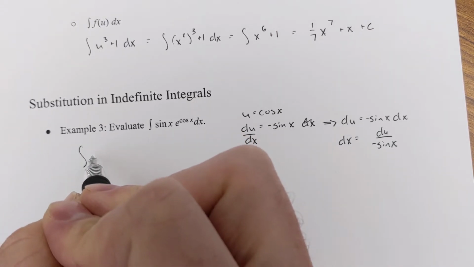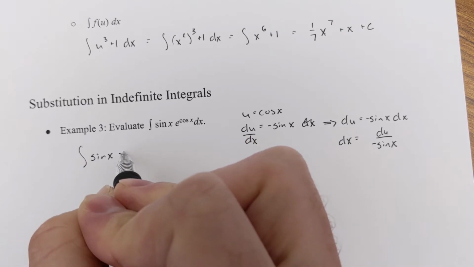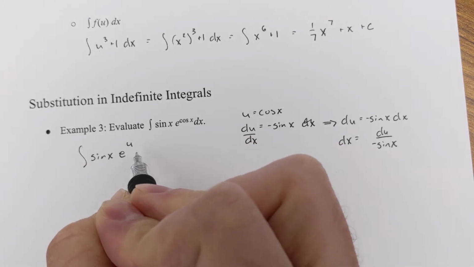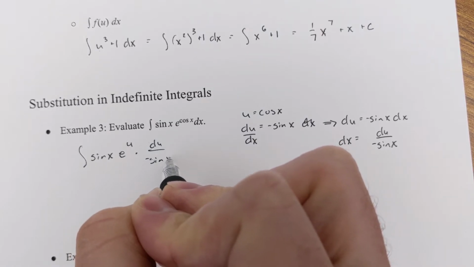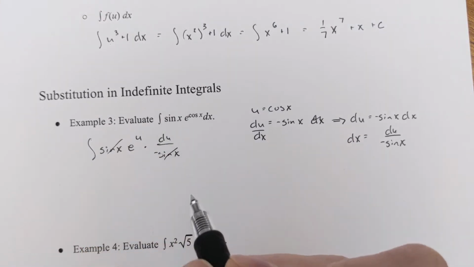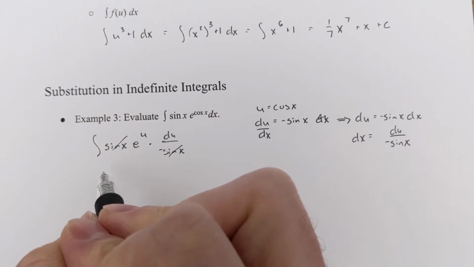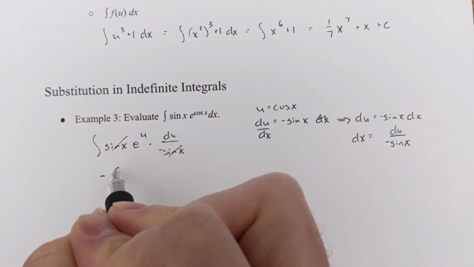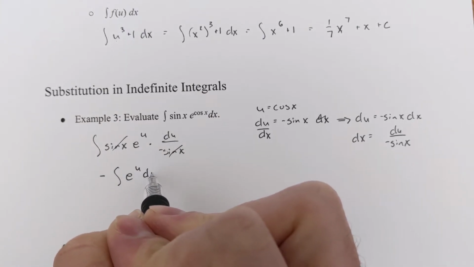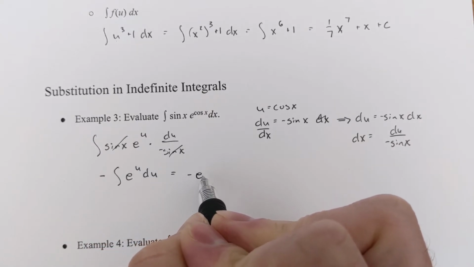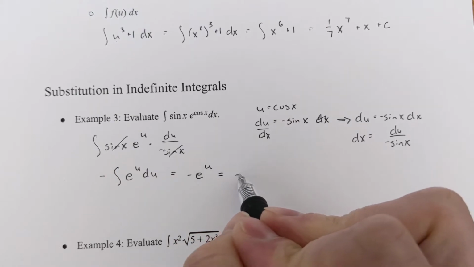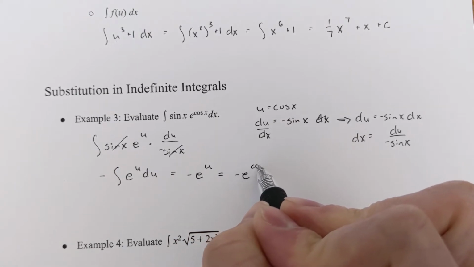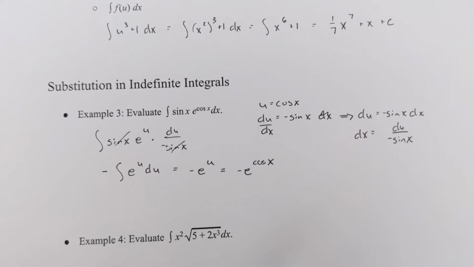So the antiderivative of sine of x, e to the u, but instead of dx, I have du over negative sine x. Now if you look, these guys cancel, and there's still a negative, so I have the negative antiderivative of e to the u du, which just becomes negative e to the u, because the antiderivative of e to the u is itself. Then I undo my substitution, so negative e to the cosine x.